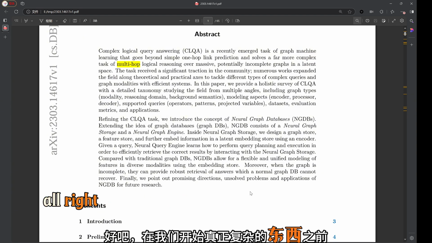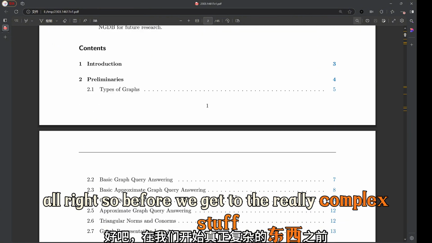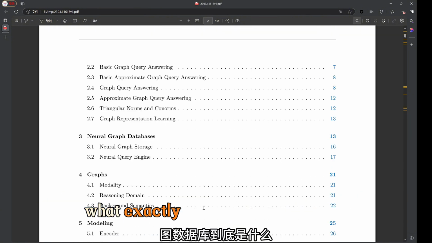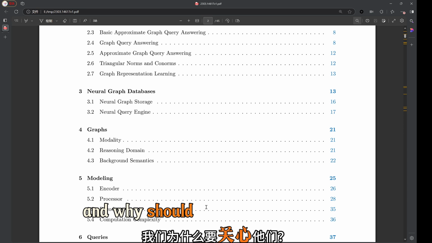Happy to be here. All right, so before we get to the really complex stuff, let's start with the basics. What exactly are graph databases and why should we care about them?